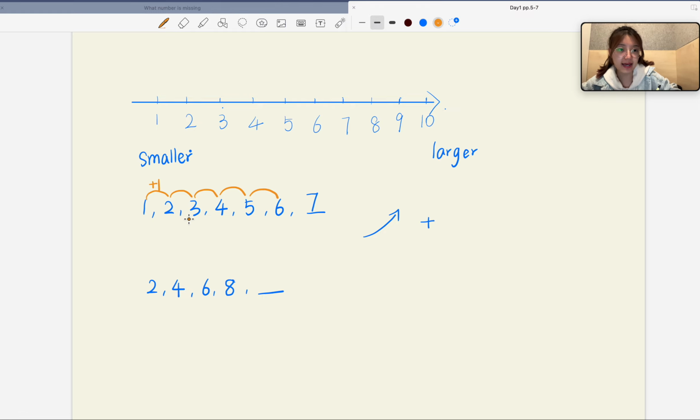From 2 to 3, how can we jump to 3? We will plus another 1. How can we jump from 3 to 4? We will add another 1. How can we jump from 4 to 5? We can add another 1 as well. 5 to 6, we will add another 1. So now everyone can see what's the pattern here. We will always plus 1.